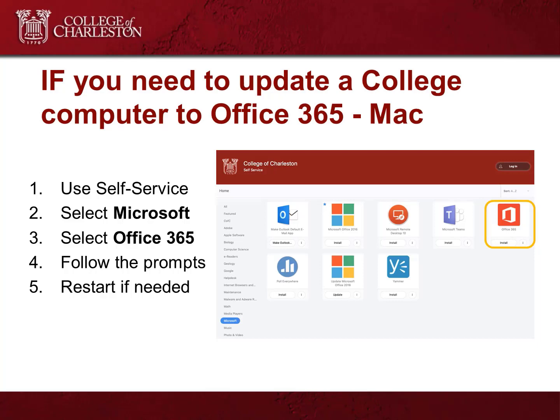Use Finder, access applications, look for self-service. Self-service is a lot like Software Center. It's magical in the same way. After you open Self-service, you will see any applications to install or update that are available. Choose Microsoft from the menu on the left, then look for Office 365. If you see it, click on the icon to install.